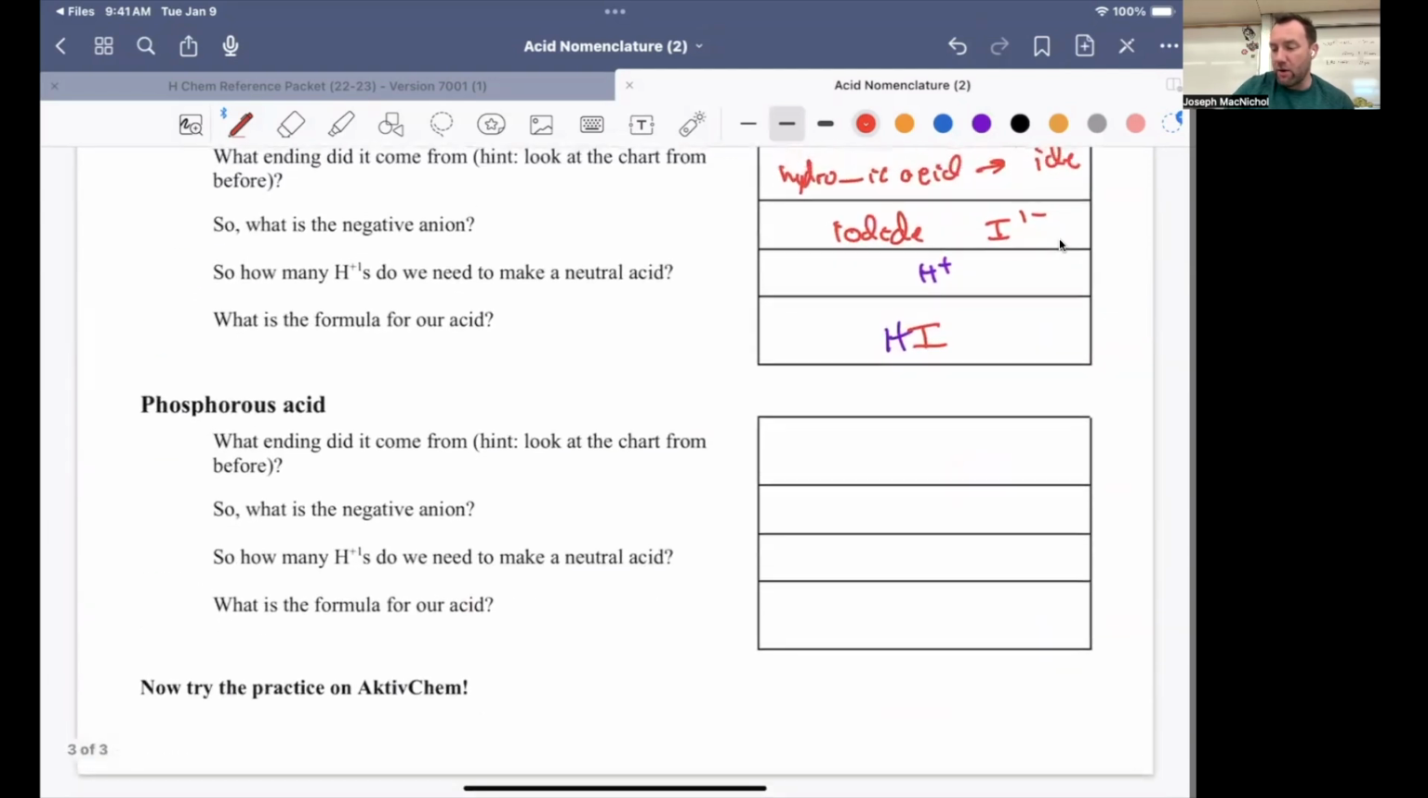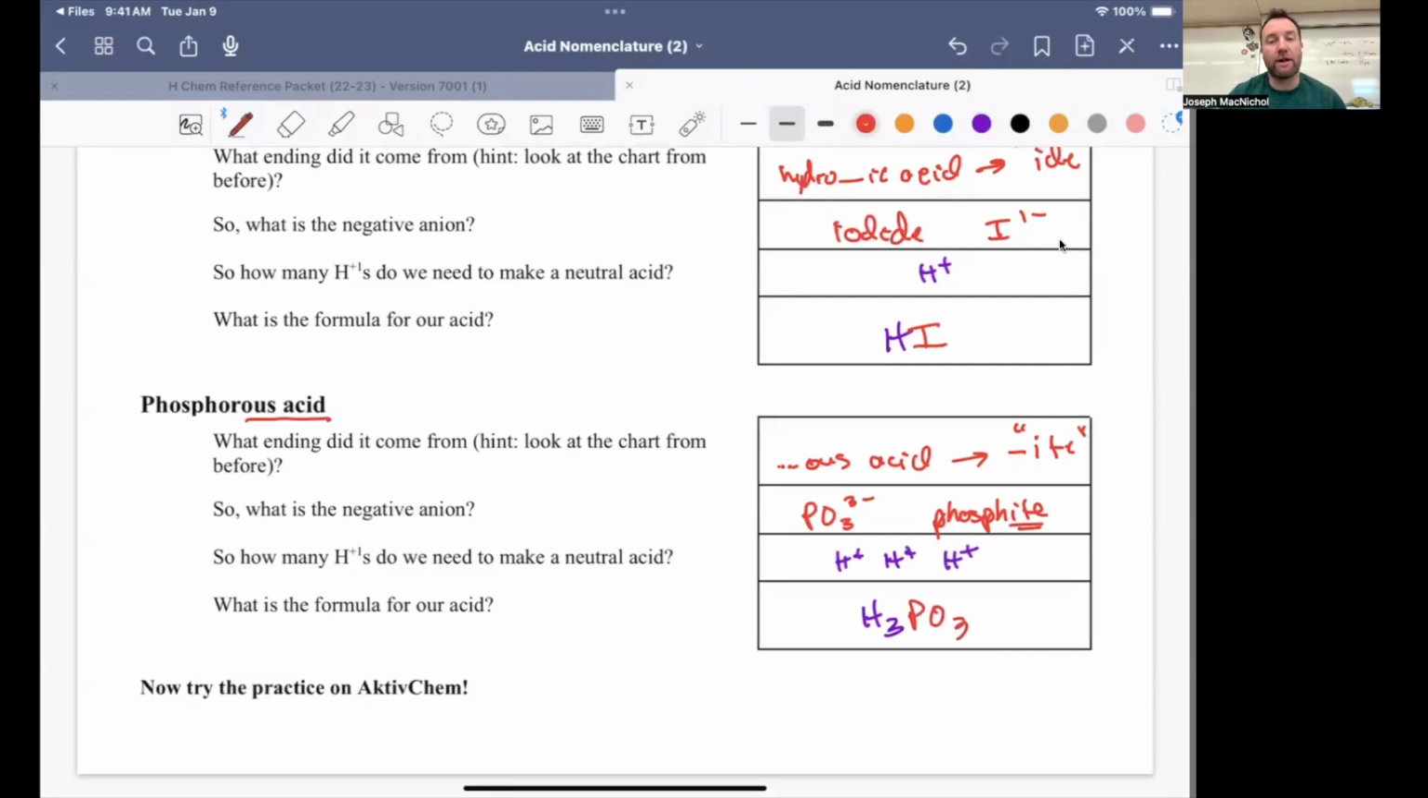Okay, one last one. Now we have an us acid, phosphorus acid. Now, if I have an us acid ending, that means my ion must have been the ite version of the ion. So what we have here is phosphite. Well, what is phosphite? Phosphate is PO4 with a 3 minus. So this is going to be PO3 with a 3 minus. That's our phosphite ion. Now, how many protons are necessary to neutralize that? Well, I need 3 protons to neutralize that phosphite ion.